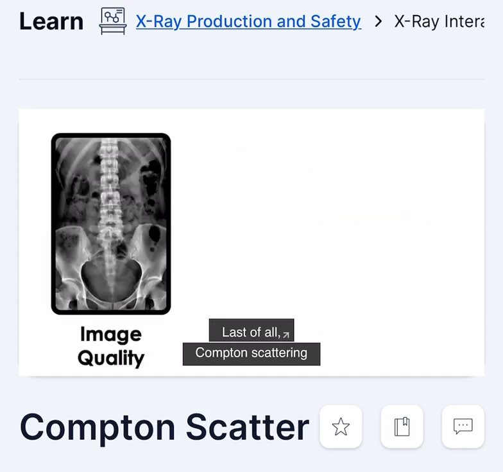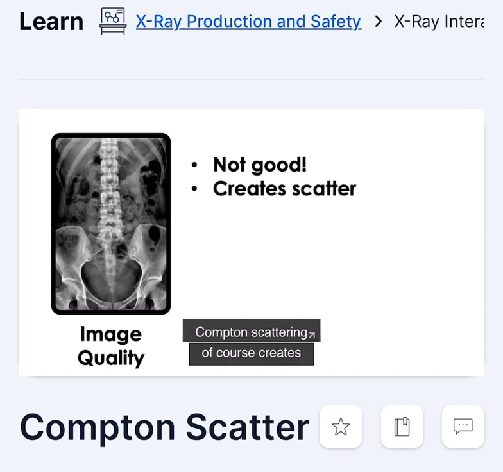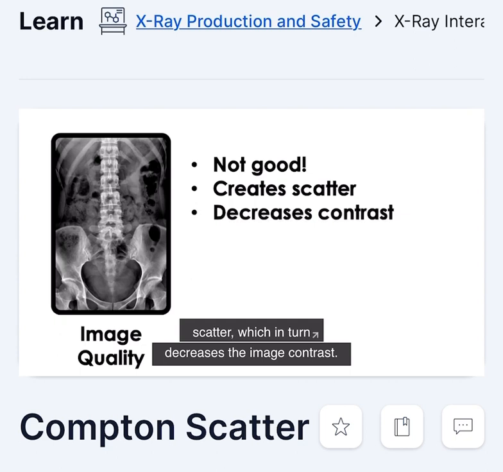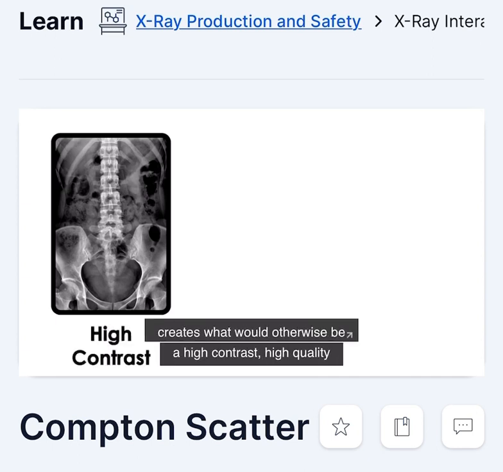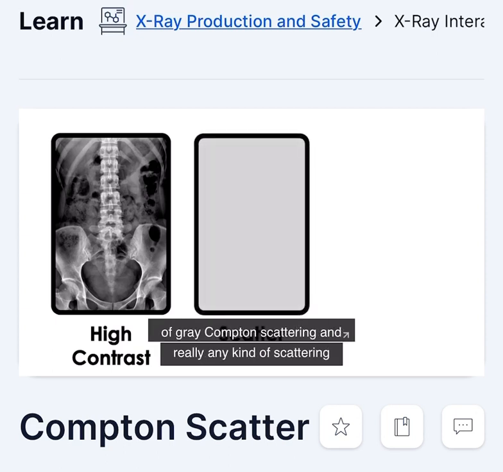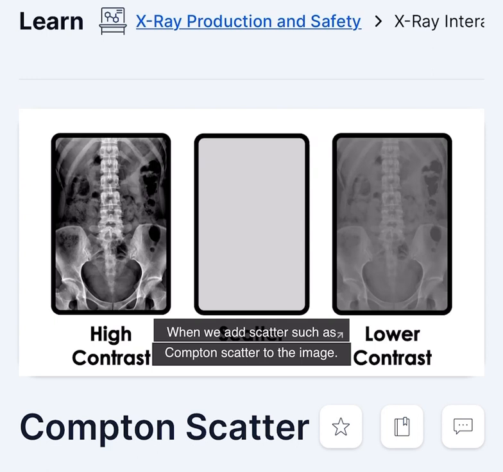Last of all, Compton scattering also has a negative effect on the image. So why is that? Compton scattering, of course, creates scatter, which in turn decreases the image contrast. Remember this principle. The combination of photoelectric effect and transmission creates what would otherwise be a high contrast, high quality image. And what we mean by this is there's clearly visible differences in the shades of gray. Compton scattering, and really any kind of scattering, adds meaningless noise to the image. When we add scatter, such as Compton scatter, to the image, this results in an overall decrease in the image contrast.